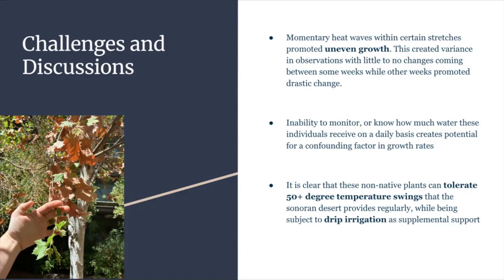And another thing that I found really interesting is that it is clear that these non-native plants can tolerate 50 plus degree temperature swings. And of course, maybe this was all enabled by drip irrigation. Who knows? These plants were doing really well.